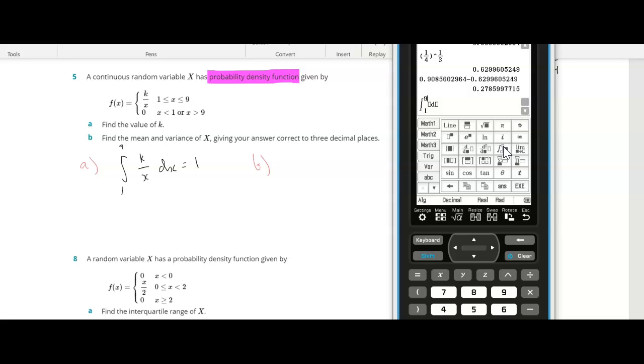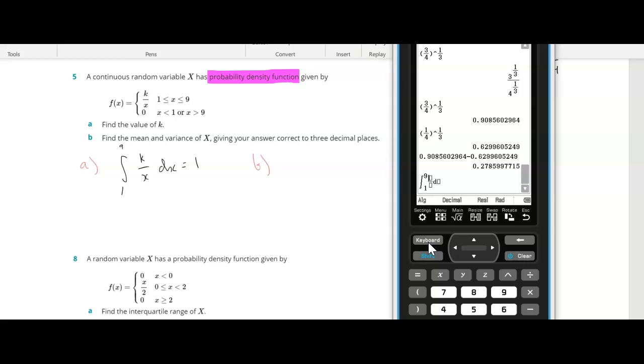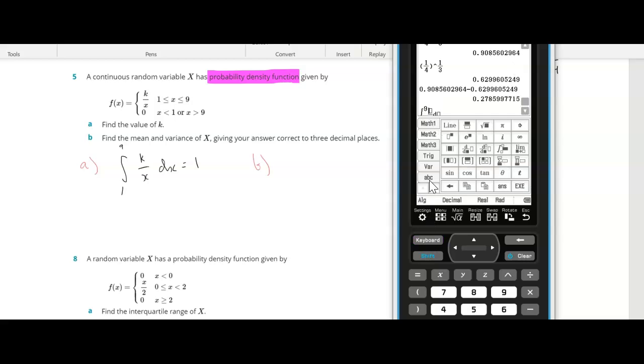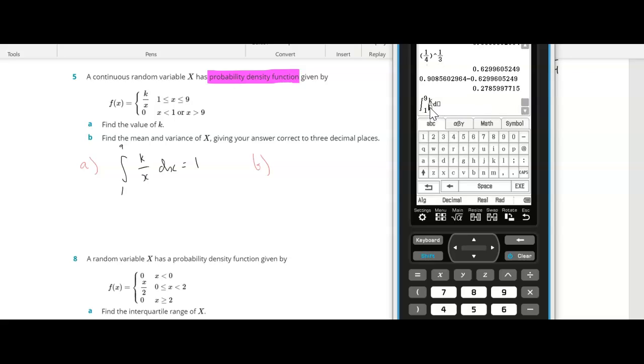1 to 9, k on x. Now, I'm just going to use k. Some students might use y just because they can't be bothered going to the button. So just don't make this mistake. Make sure it's a big cursor before you press equals.